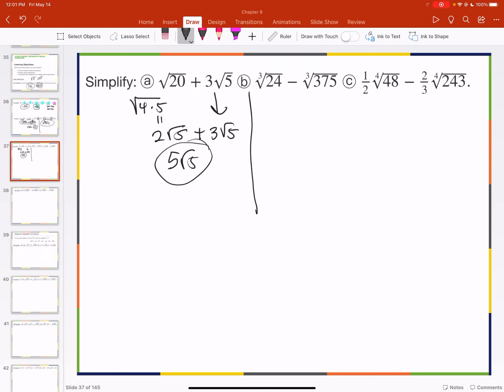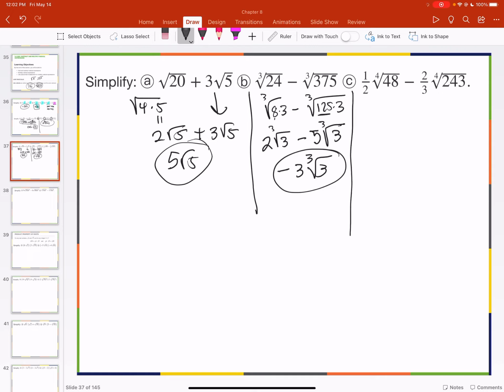How about this? Cube root of 24, that's cube root of 8 times 3, minus cube root of 375, which is 125 times 3 as well. So cube root of 8 is 2, cube root of 3, minus cube root of 125 is 5, because 5 cubed is 125. So that's 5 cube root of 3. Now these are the same. So your final answer is negative 3 cube root of 3. It's a lot of 3's.